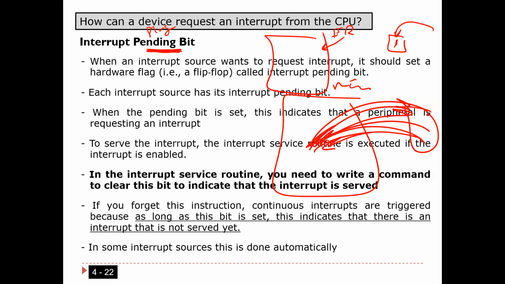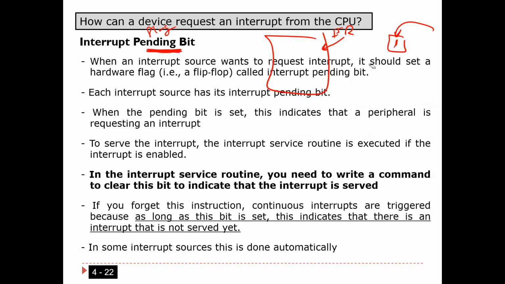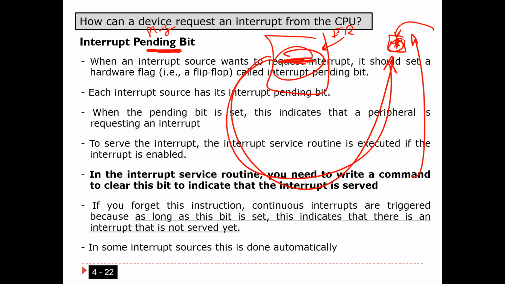All the time we're going to execute this subroutine because the hardware will think there is a continuous interrupt from this source, since you didn't clear it. So, as I'm going to teach later, you have to write an instruction here to clear this bit. If you forget to clear it, your program is not going to work. You're going to have continuous interrupts. When you clear it, it means I already served you. The hardware puts one here to request an interrupt. The software has to put 0 here to indicate that I already served the interrupt.